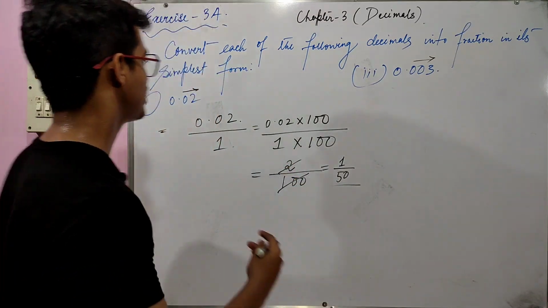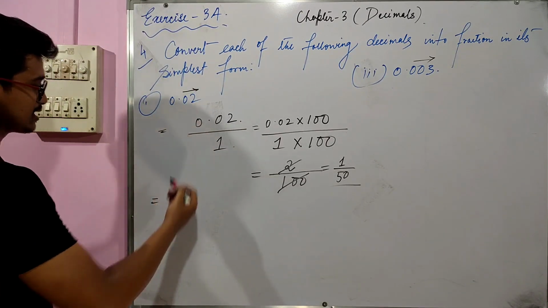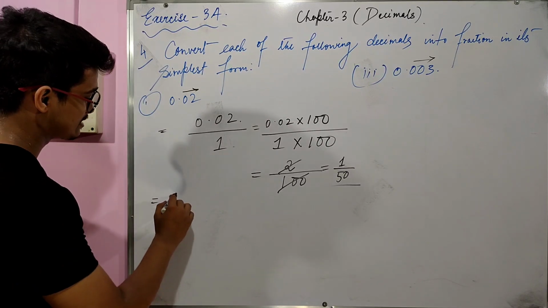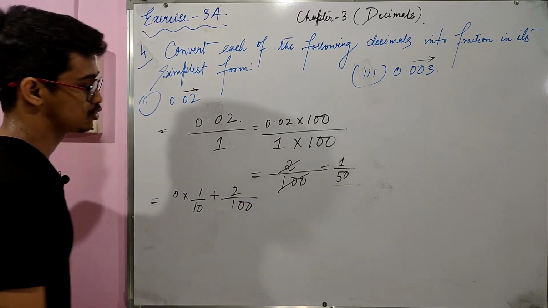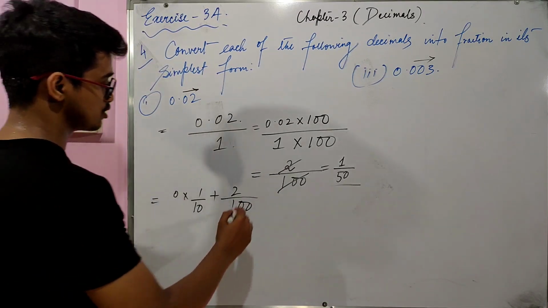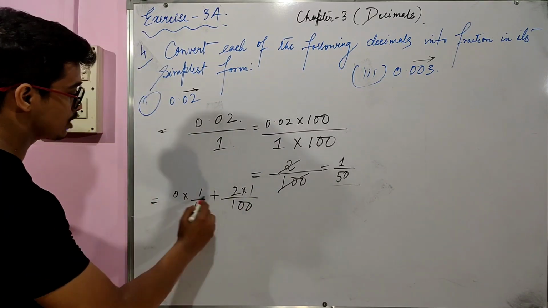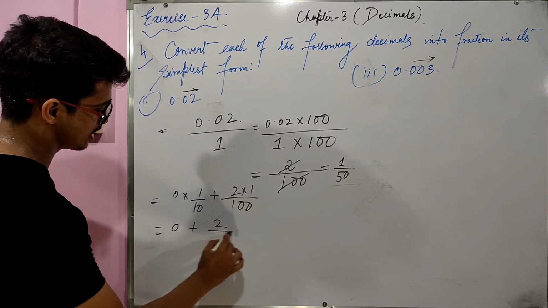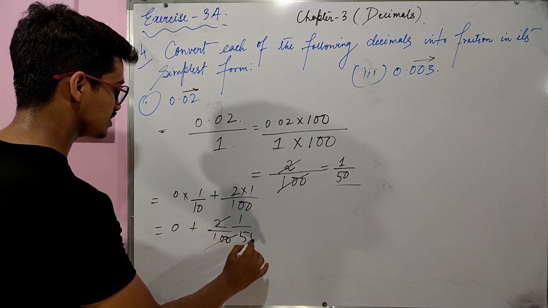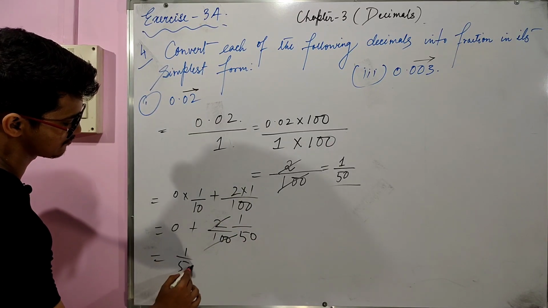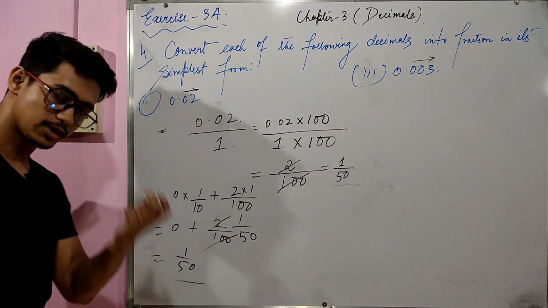The other method is that we have to expand this number. The expanded form of this particular number is 0 into 1 by 10 plus 2 into 1 by 100. 0 into any number will be 0, so 2 by 100 will be the net result, and we simply do the same process, that is 1 by 50. So 1 by 50 will be the answer. I think this process is much easier as compared to the other process, so you can follow this process only, right?